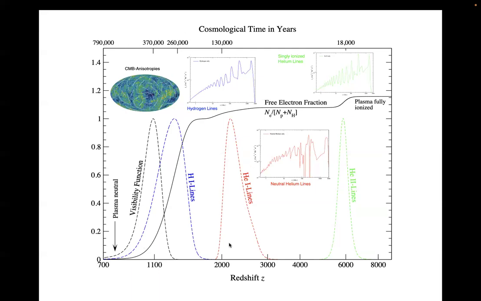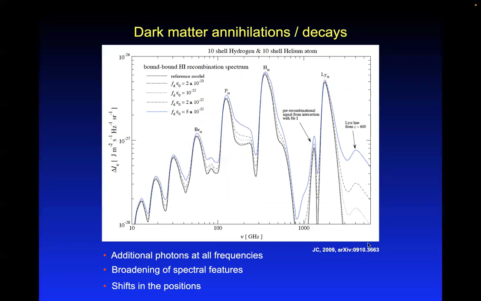260,000 years after the Big Bang. Then we have the helium-1 lines, which are around 130,000 years, and then helium lines 18,000 years after the Big Bang. If something non-standard happens between these different recombination eras, you could expect this to be reflected in the signals that we see. And here I just show you a figure from an old paper that I wrote on energy release from dark matter annihilations, where you basically change the recombination dynamics and see how that changes the recombination lines.